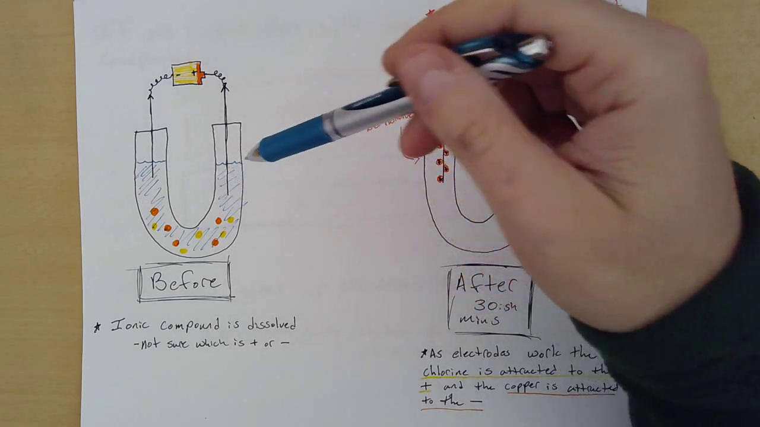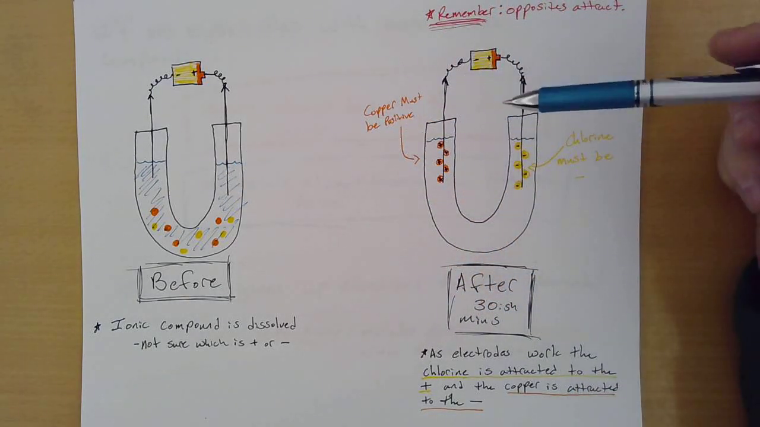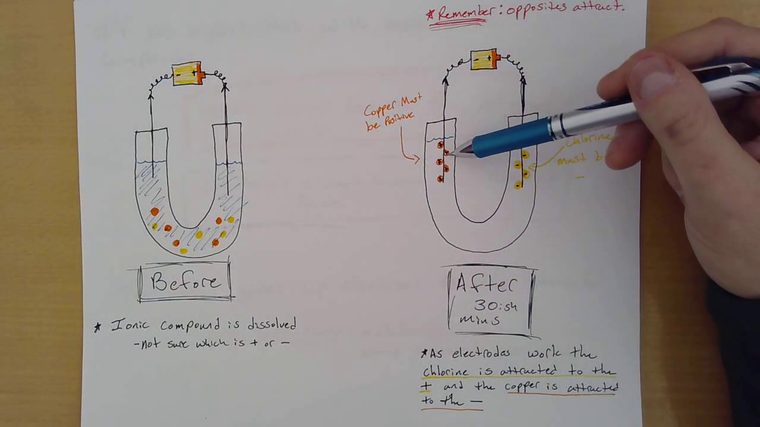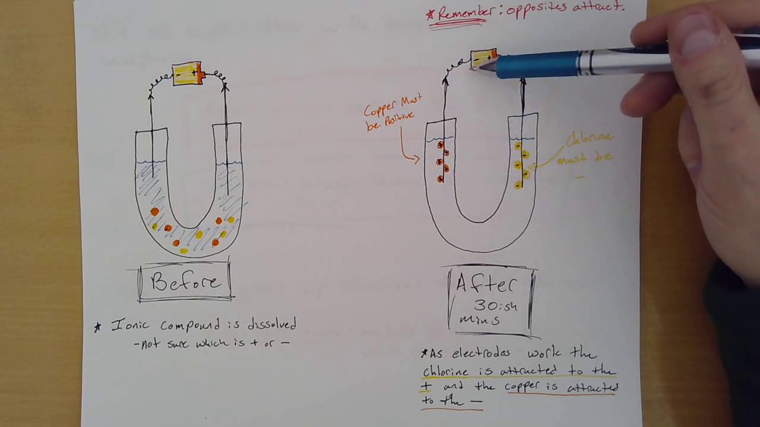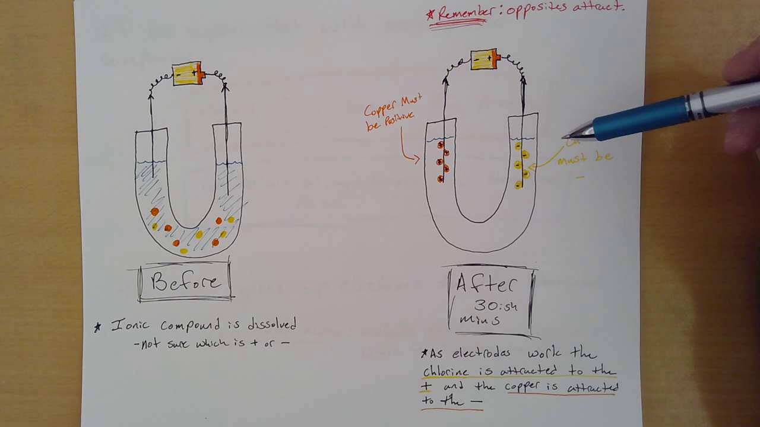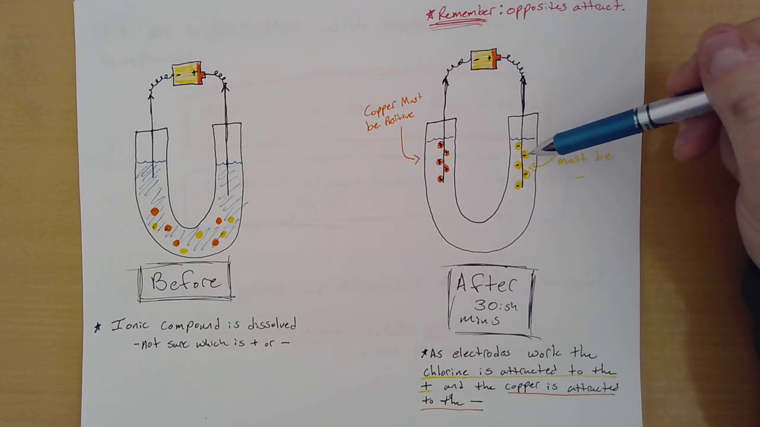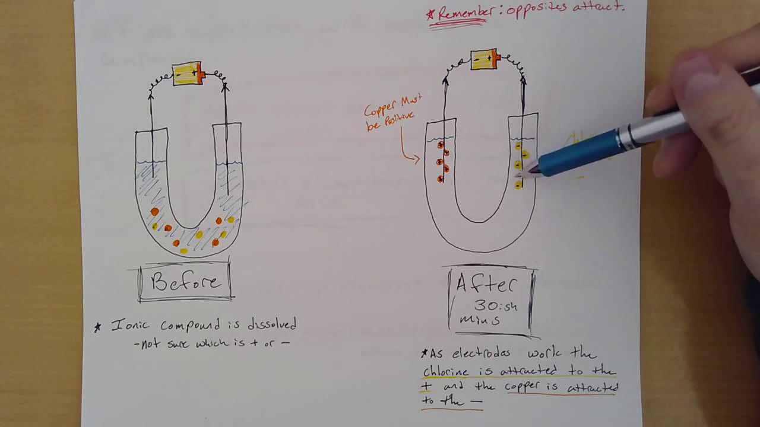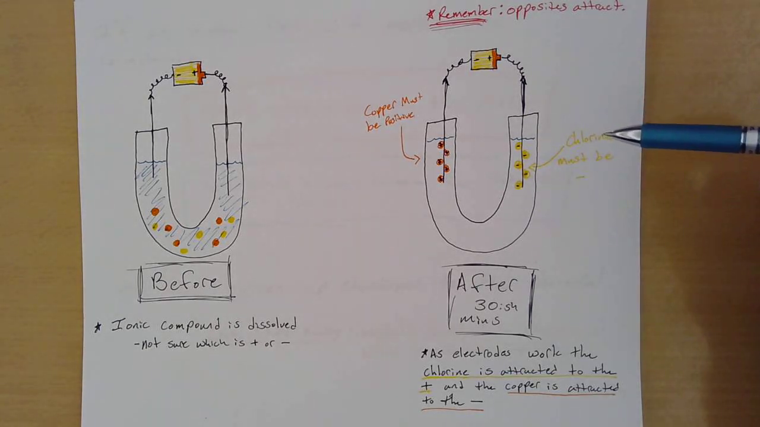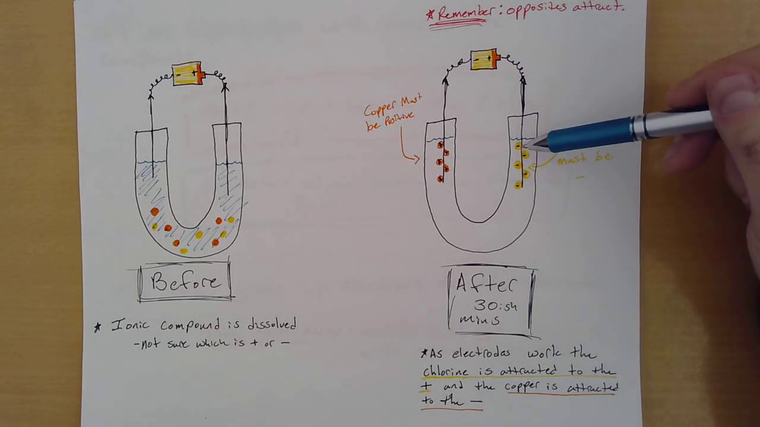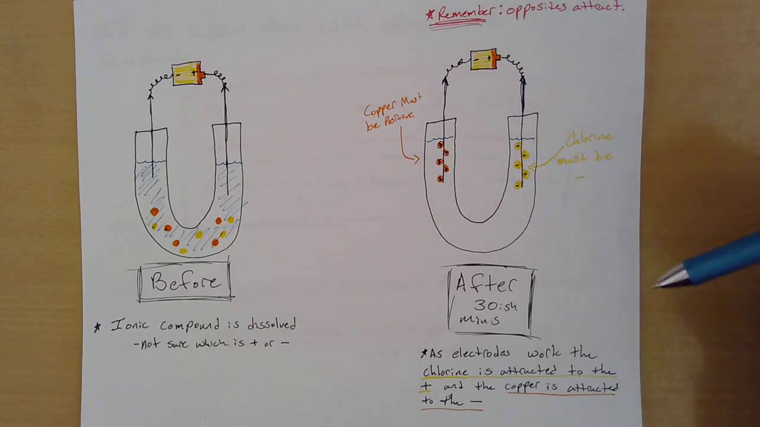So after about 30 minutes, we see that these coppers start to hang out on this negative electrode. And these chlorines, the little bubbles of gas, etc., is over here. It's still dissolved. It has like a yellowish hue if you leave it in long enough. They start to hang out on this positive electrode.